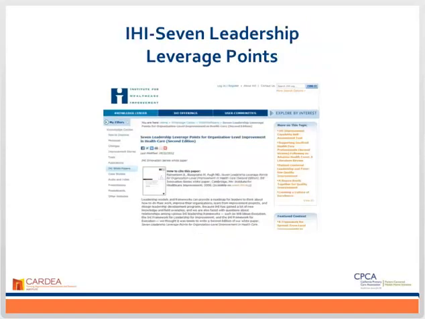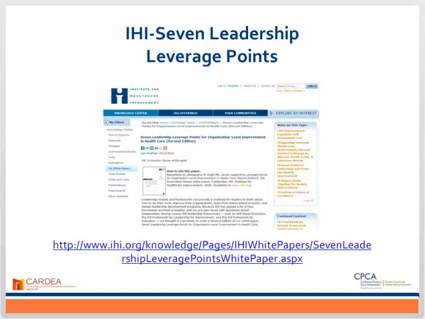Now, let's turn to the framework for driving and sustaining transformation. In 2008, IHI published a second edition of its white paper, 7 Leverage Points for Organization-Level Improvement in Healthcare. As indicated in the white paper, these leverage points are specific activities for leaders and specific changes in leadership systems in which a small change might bring about large, positive, system-level results. A link to the white paper is provided on this slide.